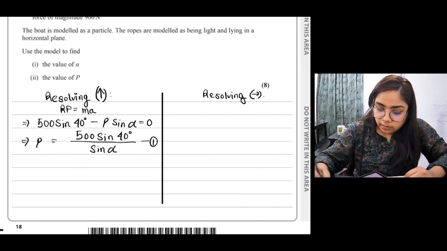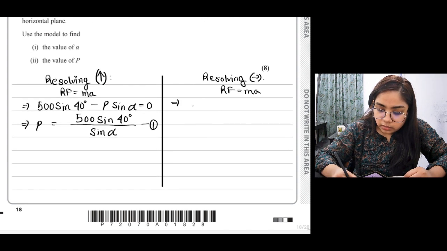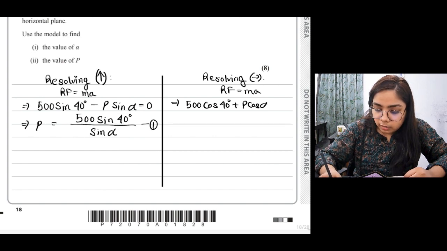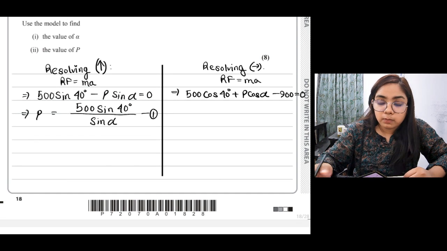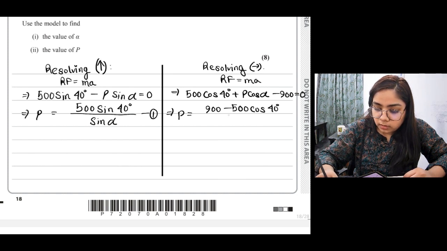Resolving horizontally. Now you have again resultant force F equals ma, where a would be 0, and you have this 900 was the resistive force. So you'll have 500 cos 40 degrees plus P cos alpha minus 900 equals 0, right? And again from here I'll try to make P the subject of this equation. So it will just be P equals 900 minus 500 cos 40 degrees. This entire thing will be divided by cos alpha. Okay, this is your second equation now.